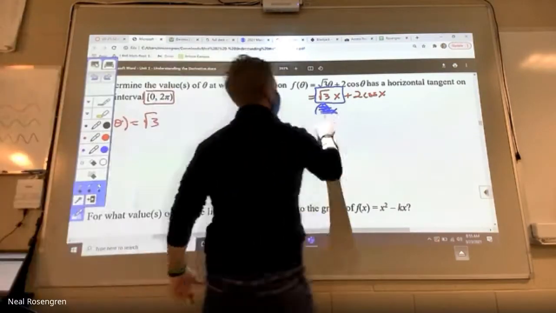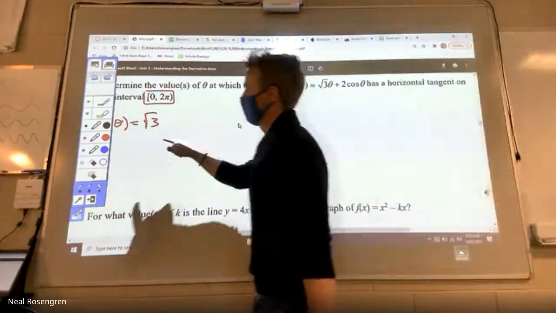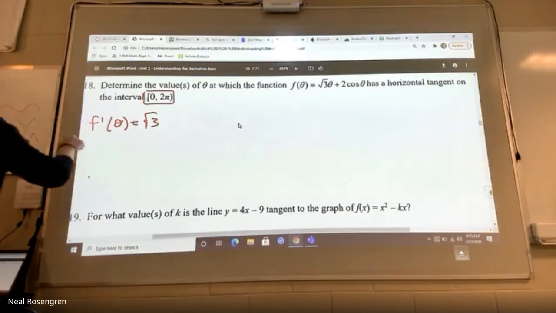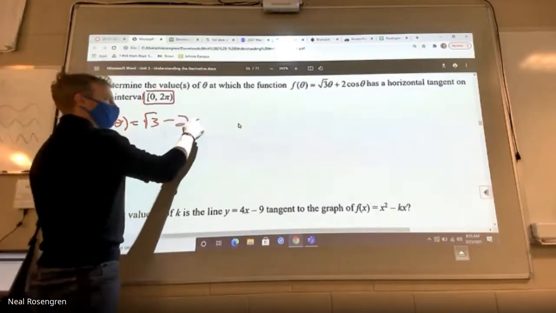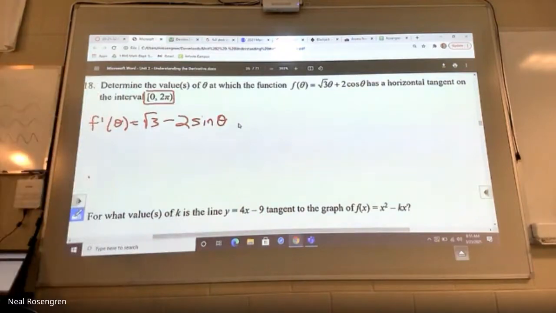Okay. Now the derivative of 2 cosine theta. Well, what's the derivative of cosine? Negative sine. So what's the derivative of 2 cosine? Negative 2 sine. Yeah, all you need is the coefficient. That constant that's being multiplied through, just bring that with you and take the derivative of everything else. Nice. Good. Looks a little nasty to start.